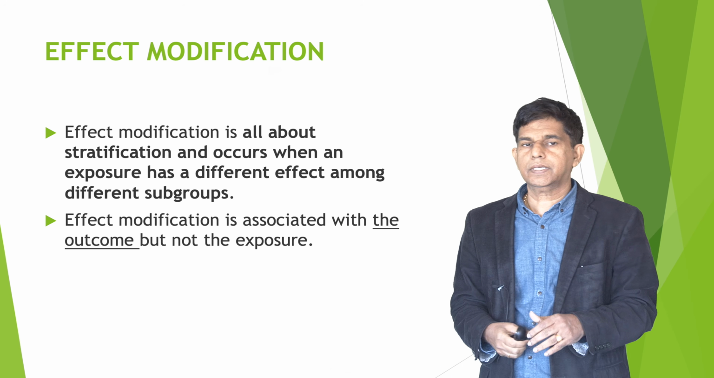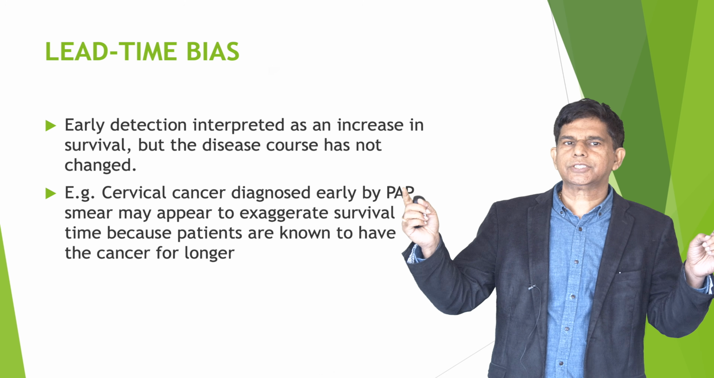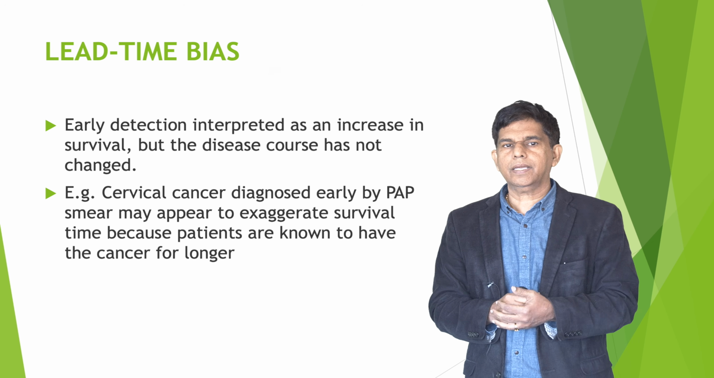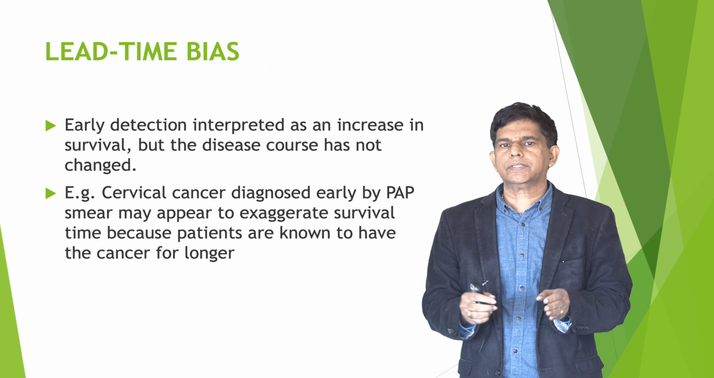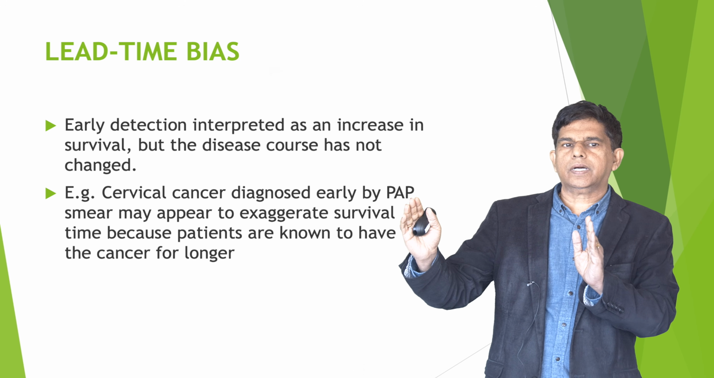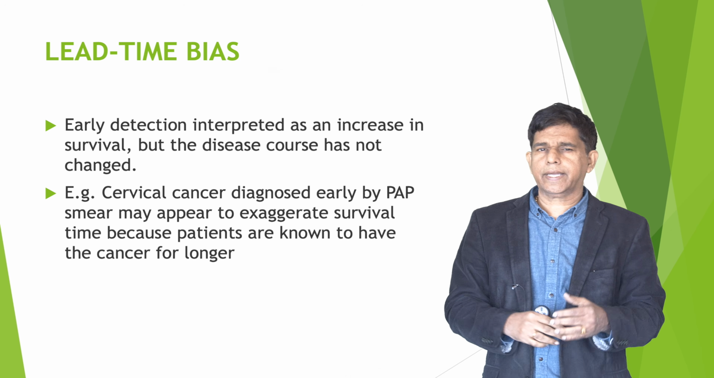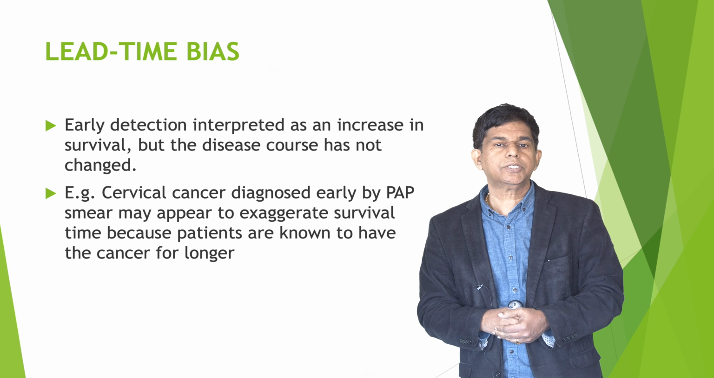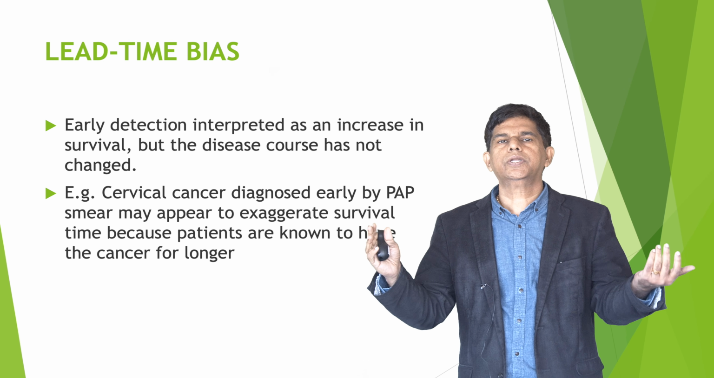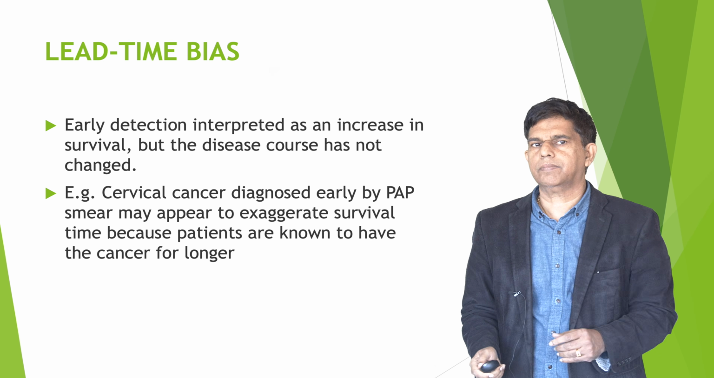Okay. The third one is lead time bias. Early detection is interpreted as an increase in survival, but the disease course has not changed. Same thing, you've got cervical cancer, right? You've got a long period before, for survival, right? So cervical cancer diagnosed by an early pap smear may appear to exaggerate survival time because the patient is known to have cancer for a very long time. Okay, that's what lead time bias is.